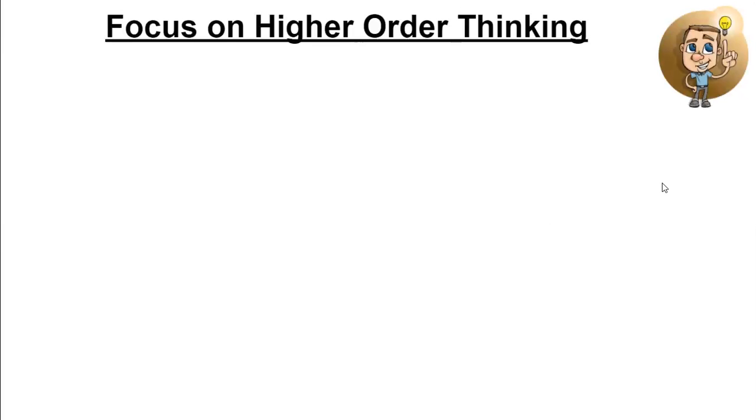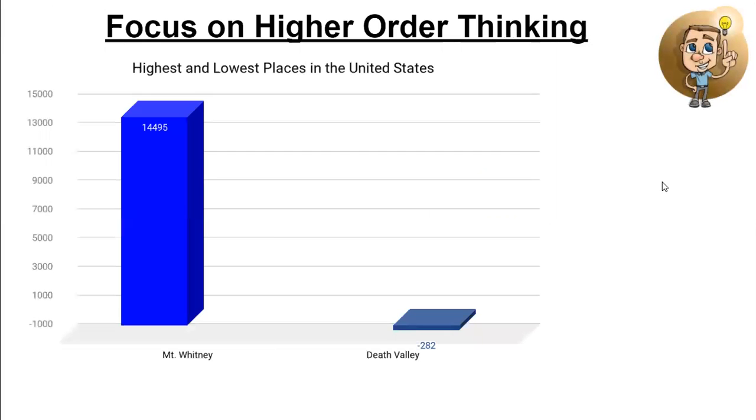Okay, we're going to do some focus on higher order thinking. These are problems that are making us think a little bit harder. We have the highest and lowest places in the United States. Believe it or not, they're both in California. Mount Whitney is the highest spot in California.